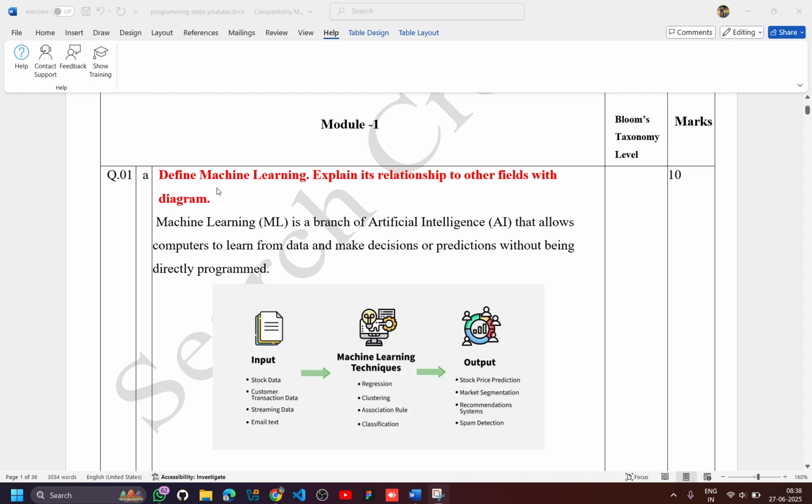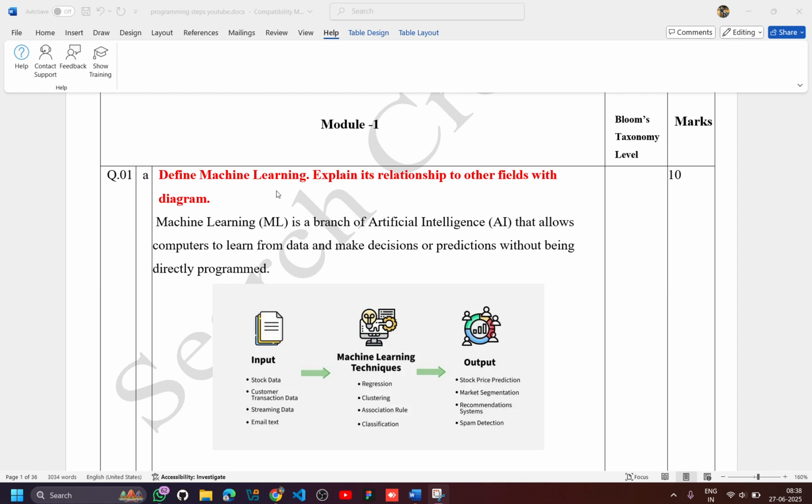Question number 1a. The given question is like this: define machine learning, explain its relationship to other fields with a diagram. This question is going to carry 10 marks. I think this is a valid question, so please prepare well for this one.